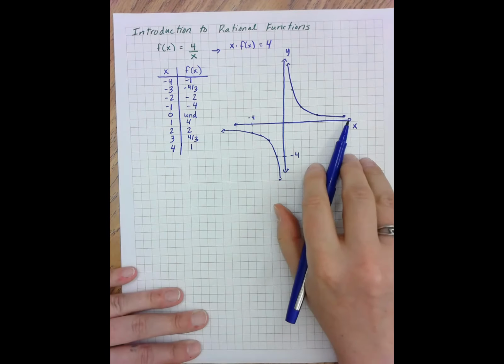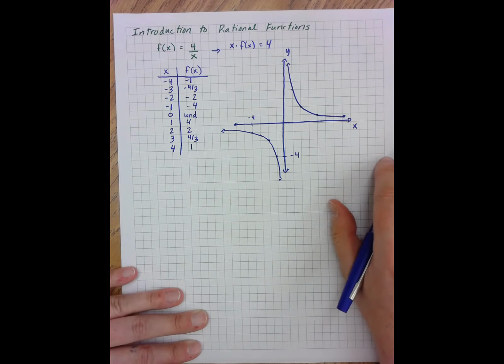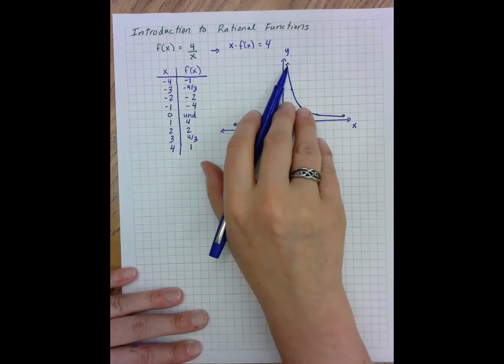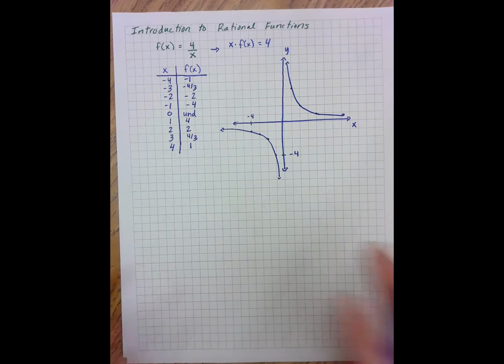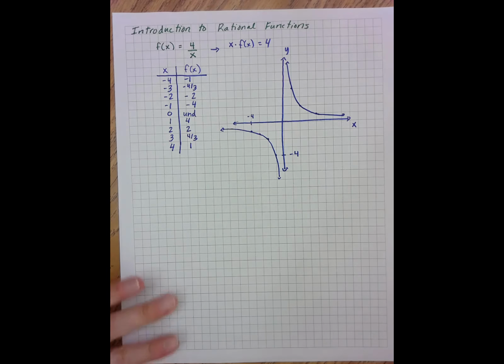And of course, as x gets bigger, y is going to get smaller, but never hit 0. And the same thing here, as y gets bigger, x is going to get smaller, but never hit 0. And the same thing down here. So connecting this back to some of our previous functions that we've learned, there are some asymptotes here. And the asymptotes deal with the fact that we can't divide by 0.